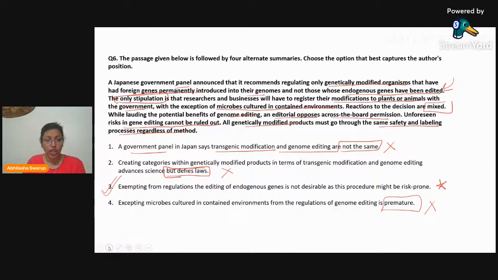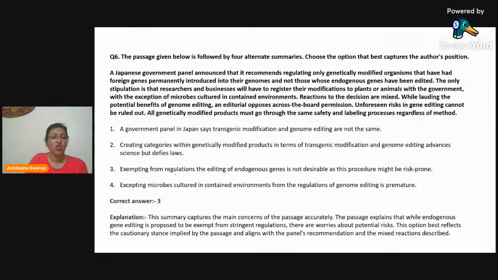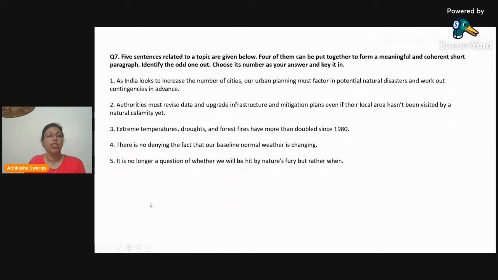All right, let's take a look at the answer here. Correct answer is 3, absolutely. Let's go to the next question. Question number 7. Four sentences will be arranged. One is an odd one out. You have to identify which one is the odd one out. Again, I'm going to give you 2 minutes.